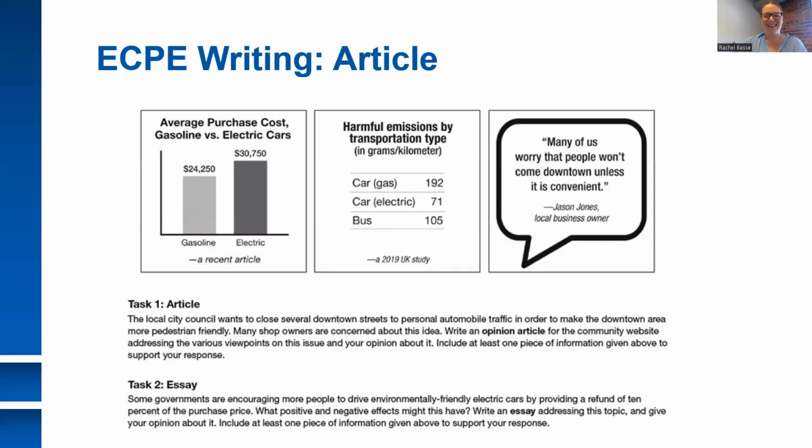Exactly. Okay, let's see. So this is the article task. A local city council wants to close several downtown streets to personal automobile traffic in order to make the downtown area more pedestrian friendly. Many shop owners are concerned about this idea. Write an opinion article for the community website addressing the various viewpoints on this issue and your opinion about it. Include at least one piece of information given above to support your response.